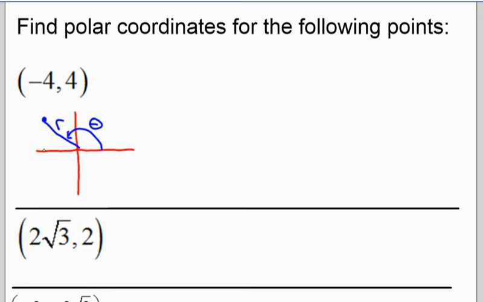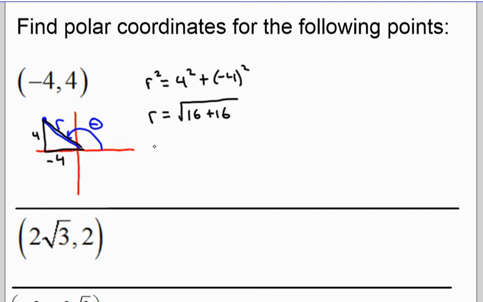We can always drop a perpendicular line down to the x-axis and make a right triangle right here. Right? We went 4 to the left and we went 4 up. Right? The negative just means we went to the left. I could use the Pythagorean theorem to find R here. Right? R squared should equal 4 squared plus negative 4 squared. So R is going to be the square root of 16 plus 16, which would be the square root of 32, which would be 16 times 2. Square root of 16 is 4. So the R is 4 square root of 2.